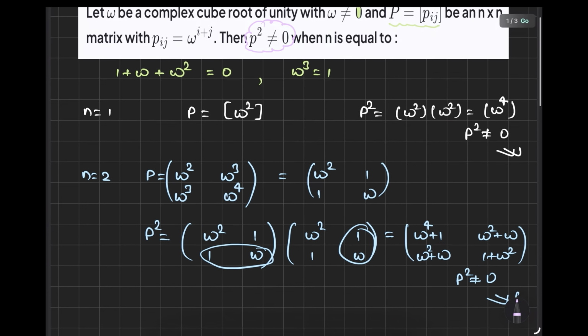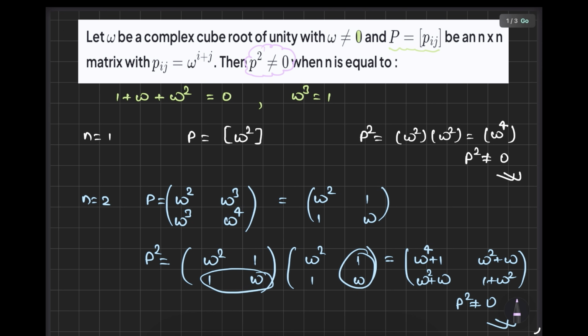If a number is of the 3n type, P square will become 0. So among all the options, we will try to ignore the 3n type numbers. I hope the idea is clear and you guys can handle similar situations.